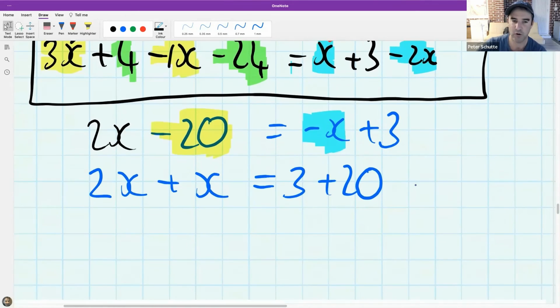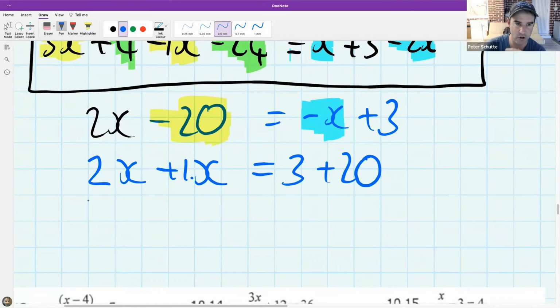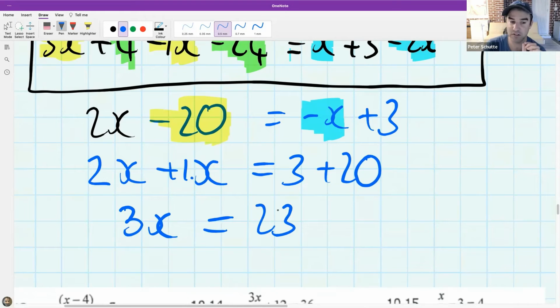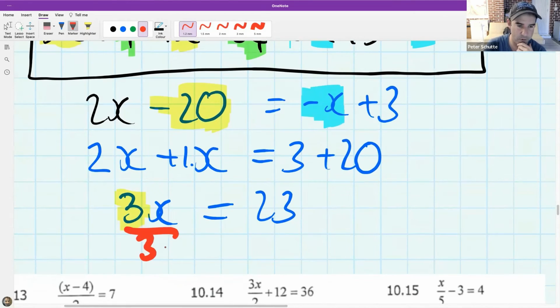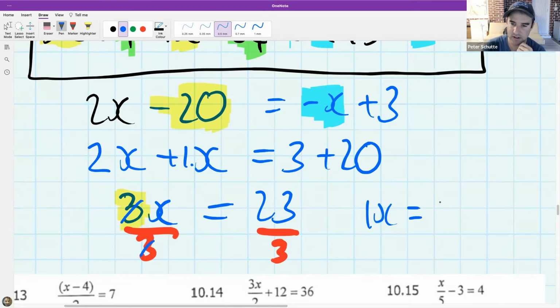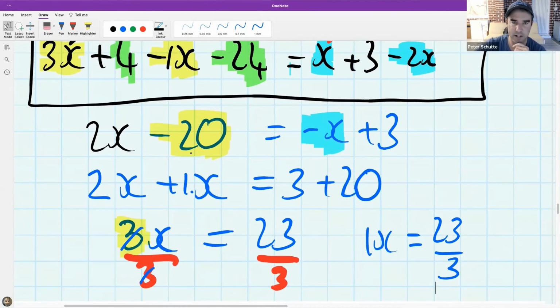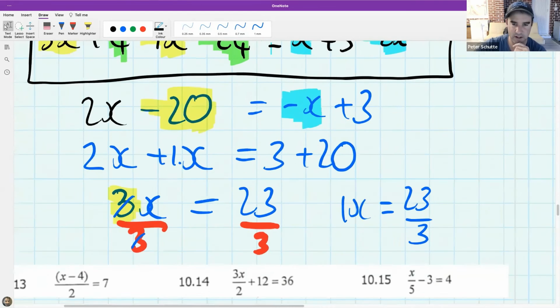Okay, so we have to collect our like terms, 2x and 1x, which gives us 3x, and 3 plus 20 is 23. But now the answer is not 23 because the 3 is spoiling the party. So whenever we solve an equation, we always do the step where we do it to both sides. 3 over 3 is equivalent to 1. So I get 1x is 23 over 3. Let me quickly go through the steps again, because I did go a little bit quickly there.